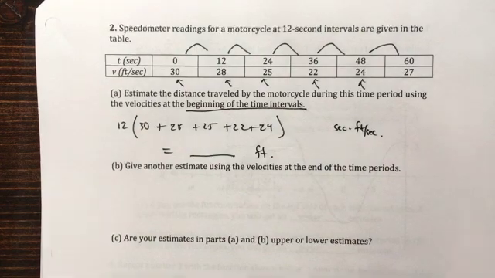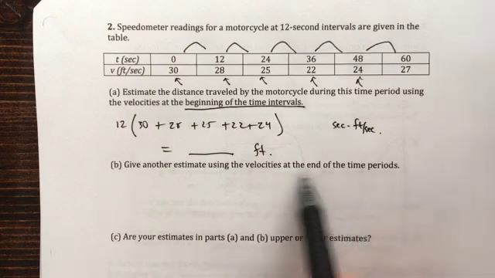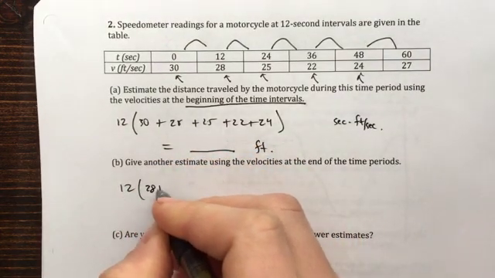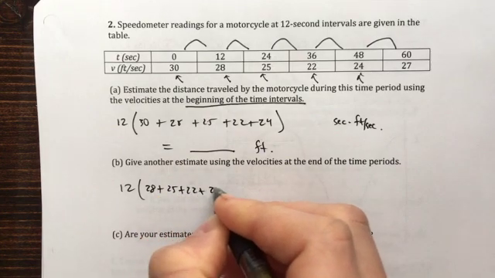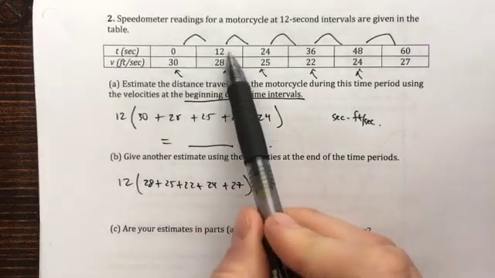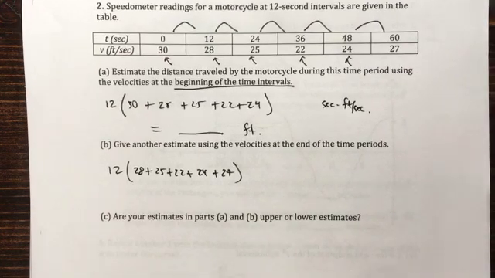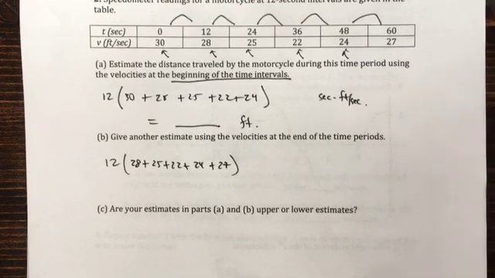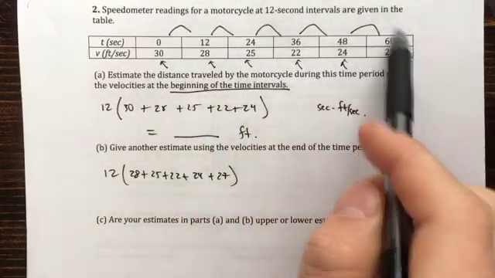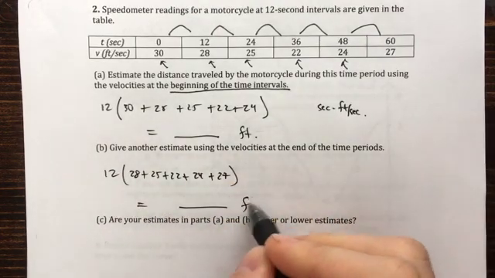So you can find that number. I'm not going to take the time in the video to compute that in my head, but it would just be 12 times 28 plus 25 plus 22 plus 24 plus 27. Again, when there are 1, 2, 3, 4, 5, 6 values, we only want to use 5 of the times, because otherwise we're finding an extra interval that we don't want. So there are only 5 intervals, so we only want 5. And again, that's going to give me some answer in feet.